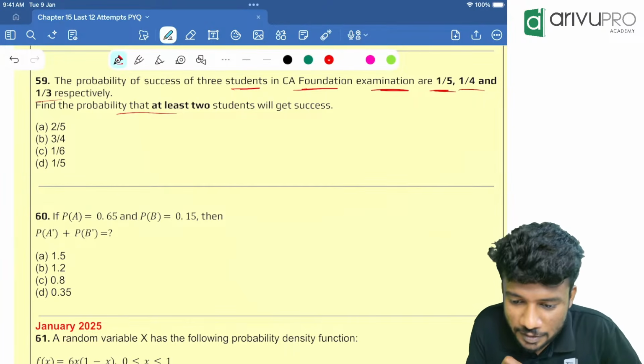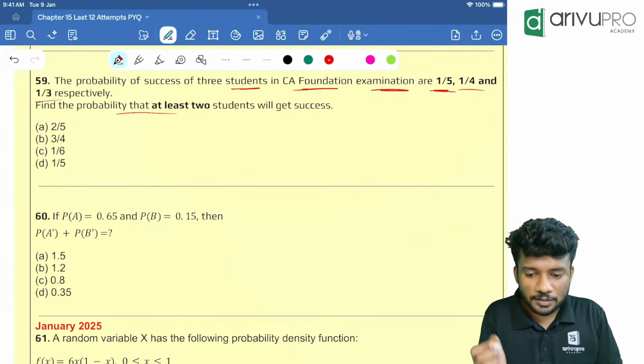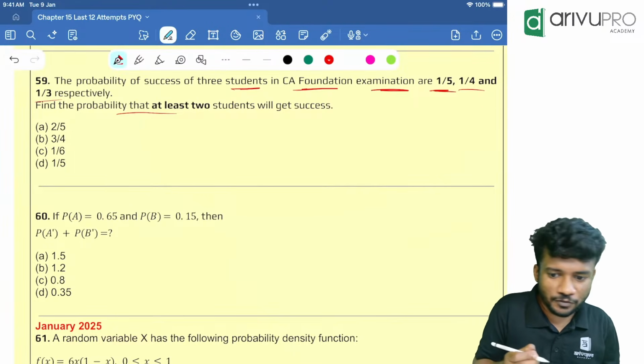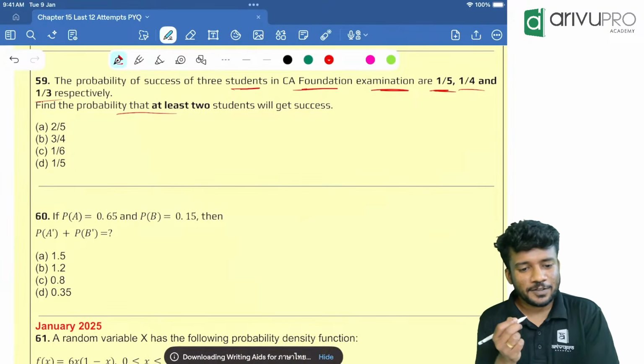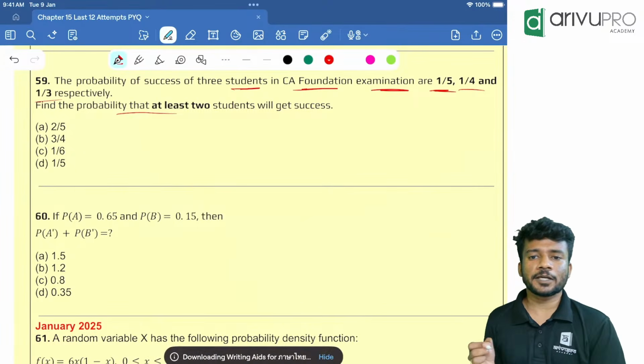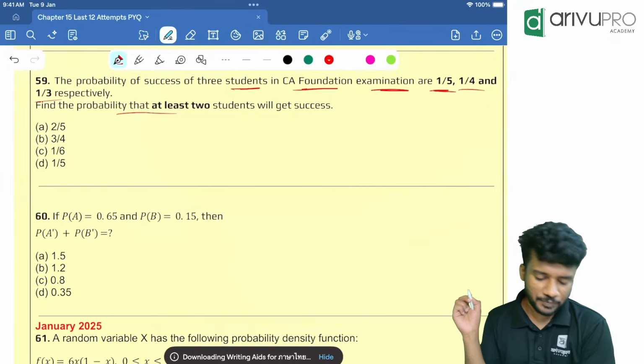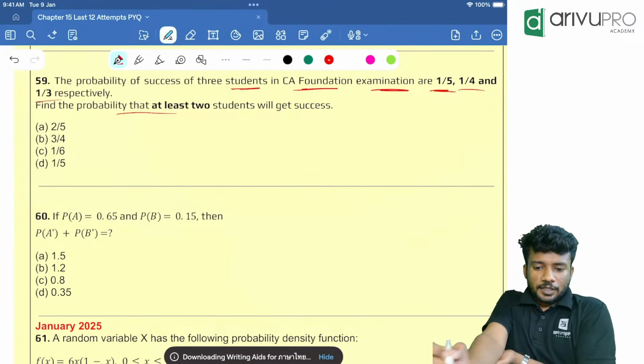Hi, where is set relation functions previous year question discussion? Rizan, we will be doing it after finishing statistics. We will be going for chapter 7. Once finished the statistics only, we will be going for max and LR part.